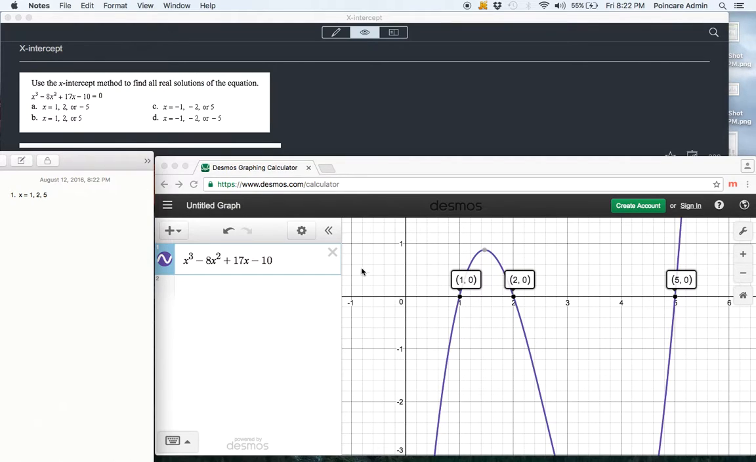Honestly, that's how you do it. That's how they want you to do it, by graphing. And it's pretty simple once you get the program down.